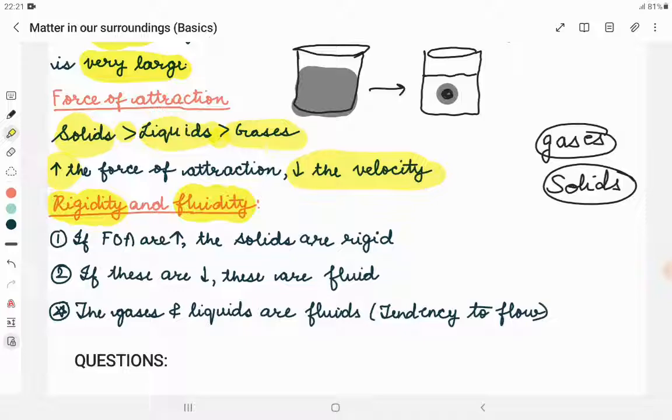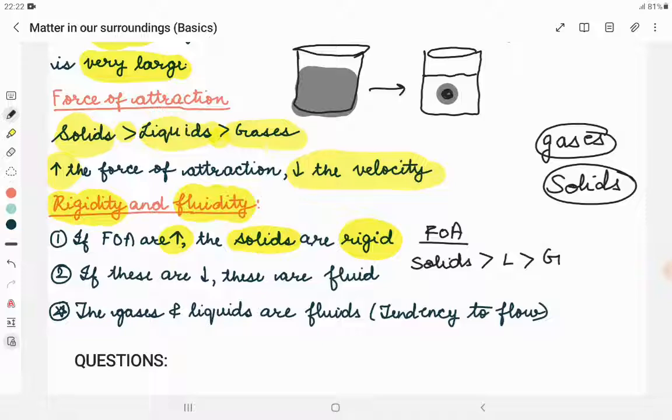Now the first point is that if the forces of attraction are more, what will it denote? If forces of attraction are more, then that matter is rigid and it will ultimately be solid. If we have more forces of attraction, the particles are closer to each other, and if they are closer, this is nothing but a solid. So the solid will have the greatest force of attraction. If we make a comparison, solids will have the highest force of attraction, then the liquids, then the gases.